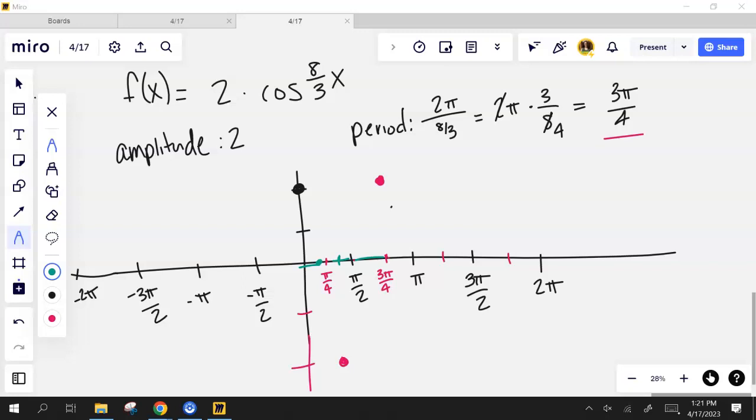Because that's what happens when your period gets smaller, the more it shrinks. And it makes sense because 8/3 would be a horizontal shrink because it does the opposite, right? So it's just smushing it in like an accordion. Well, no, not 3 pi/4, a little after pi/2.